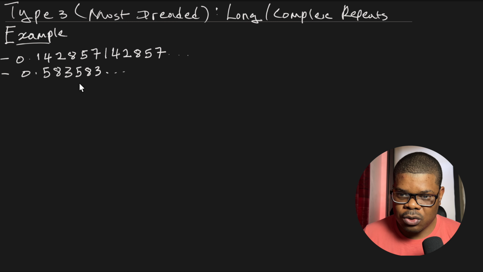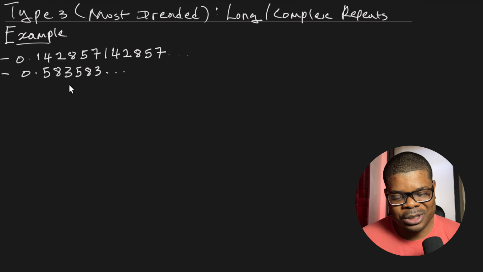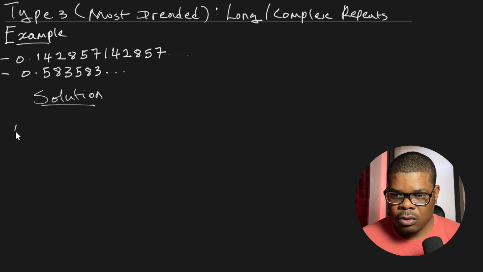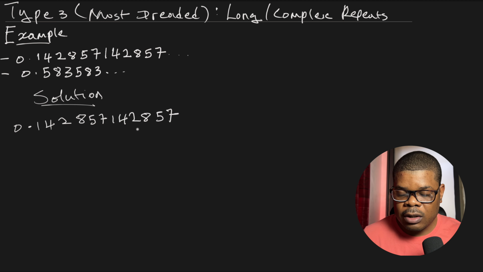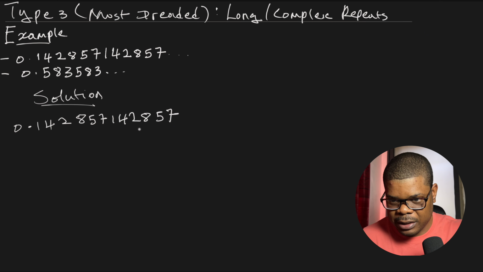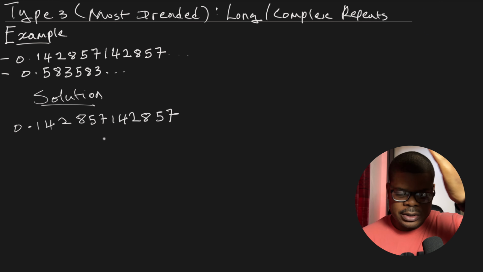So here's what we're going to do. I'm going to solve the first one, and then I'll leave the second one to you. How does that sound? Good. So let's go on with the first one. So solution. So we have 0.142857 142857. So this is what we got. So this one has one repetitive pattern. It goes all through, then repeats itself all over again.